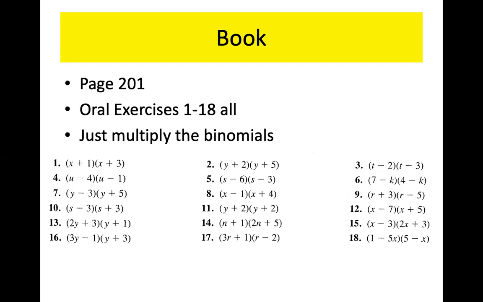All right. Pick one. Doesn't matter. 18.